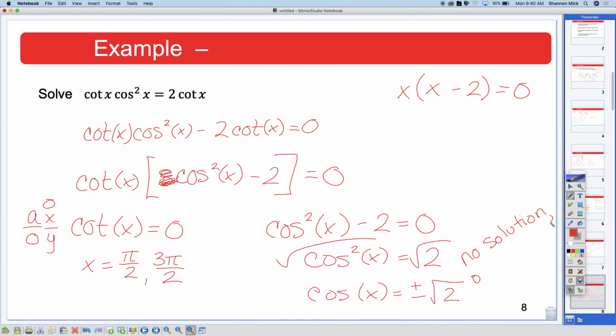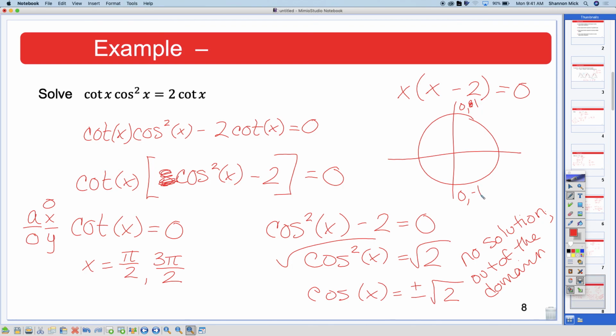Can you explain how it's not different? Because it's more than one. Like the amplitude on cosine. Remember, sine and cosine oscillate between what and what? 1 and negative 1. Oops, that's a positive 1. So you have to be in between 1 and negative 1 or it doesn't work.